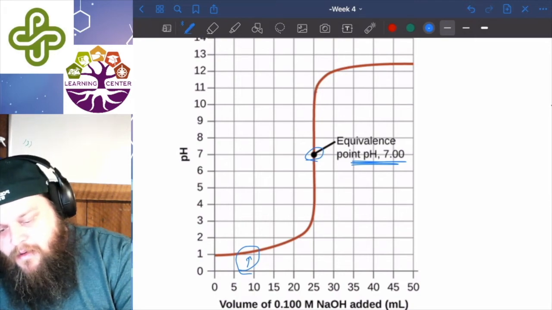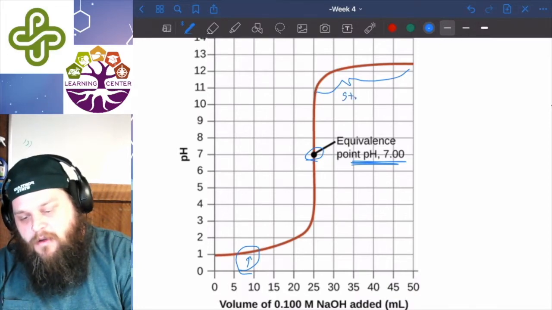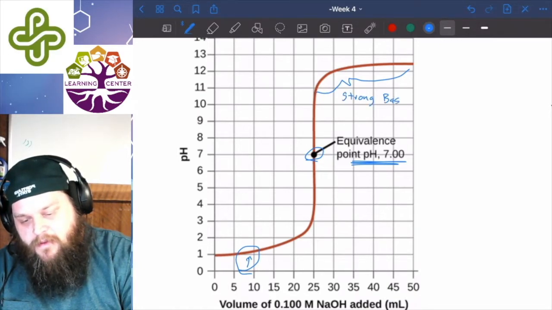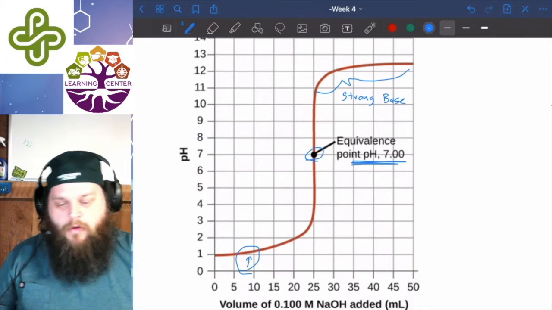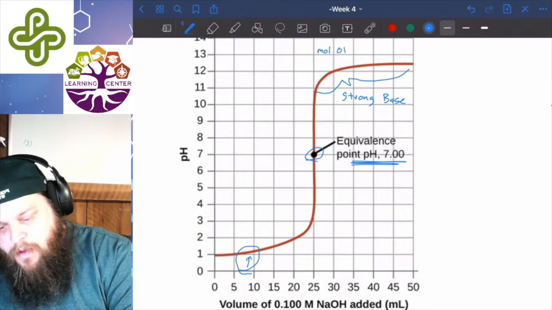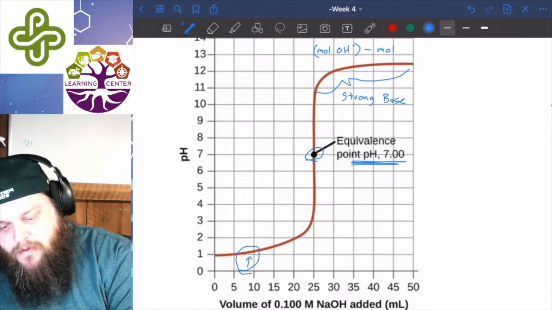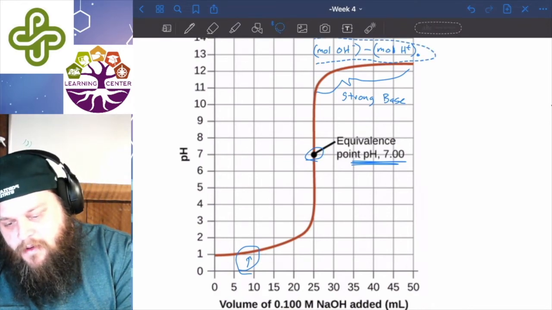Anything up here past this equivalence point, we can treat as just a strong base. So however many hydroxide moles we've added total minus the initial. So up here we can say the moles of OH minus the initial moles of H plus. Let me move that off to the side so it's a little easier to read.